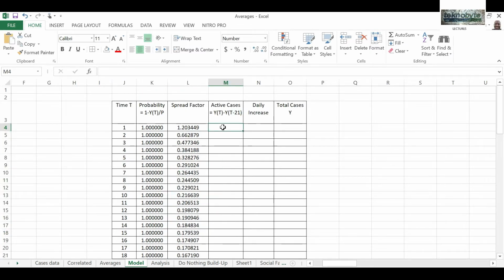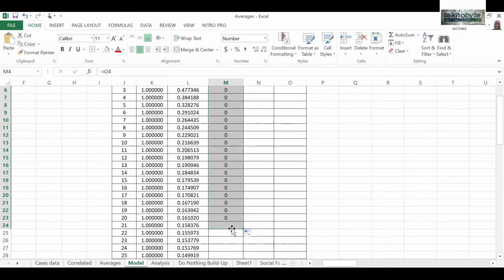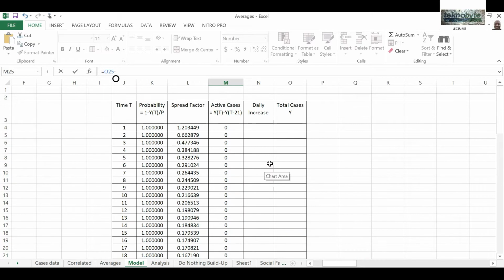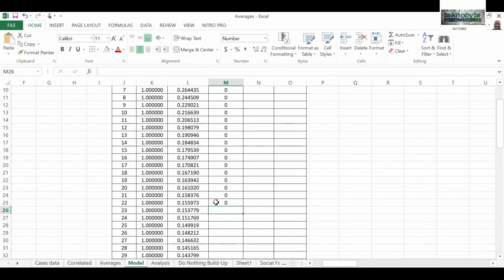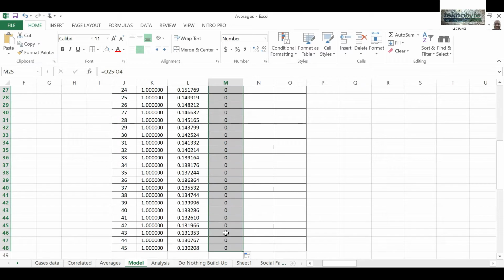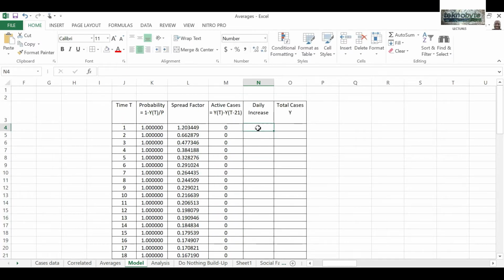The active number of cases for the first day will be equal to the number of cases reported on that day, and this will be the same for the next 20 days up to day number 21. But for the 22nd day, this will be equal to the number of cases reported on that day minus the number of cases reported on the first day, which was 21 days ago. And this will be repeated all the way up to the 45th day. The daily increase is a product of these three components: the probability times the spread factor times the active number of cases. And actually we can round this to the nearest whole number.